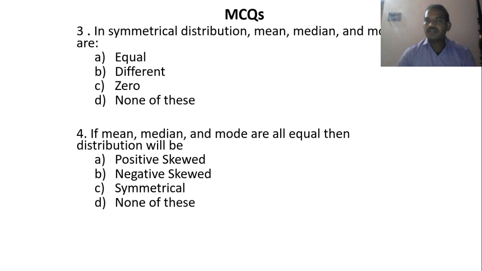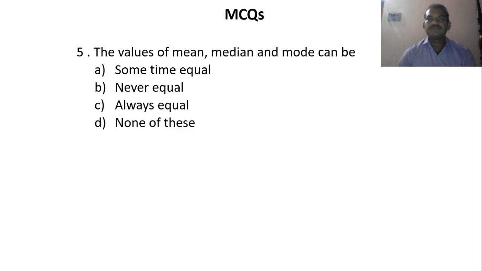Third, in a symmetrical distribution, mean, median and mode are option A, equal; option B, different; option C, 0; option D, none of these. Fourth, if mean, median and mode are equal, then the distribution will be option A, positively skewed; option B, negatively skewed; option C, symmetrical; option D, none of these. Fifth, the value of mean, median and mode can be option A, sometimes equal; option B, never equal; option C, always equal; option D, none of these.